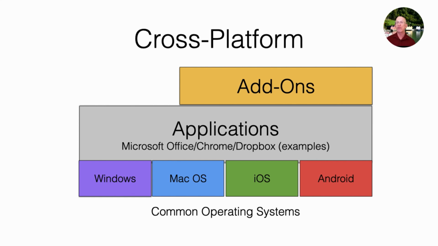Because if you have a file that you want to get to that's a Word document and you have it stored in some cloud somewhere, you can open it up as long as you have Microsoft Office installed on whatever platform you're using. So cross-platform, Chrome is a browser, for example, that works across platforms.